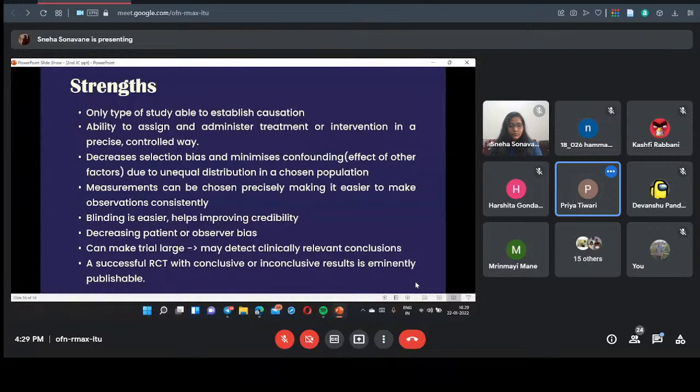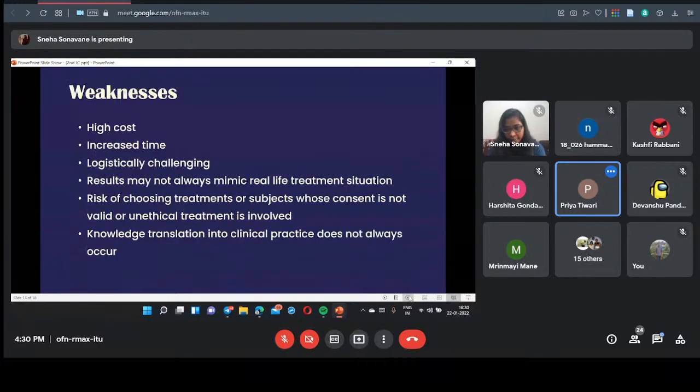Then you can make the trial large. One of the major strengths of RCT is that it can be carried out on a large scale, and the results which are obtained are very trustable. You can trust the results. And one of the most important things at our level, where we want to publish our own papers, is that a successful RCT with conclusive or inconclusive results is eminently publishable. So, next slide.